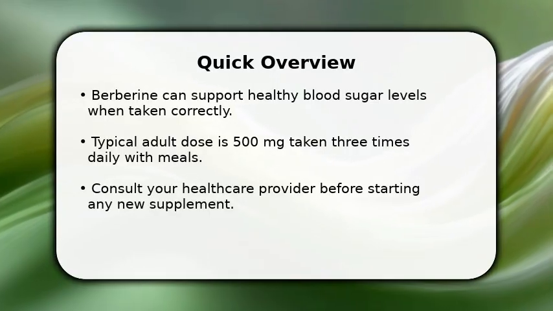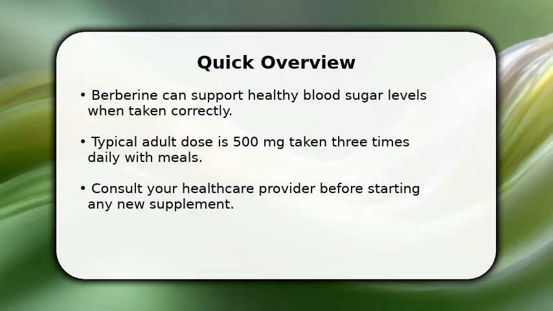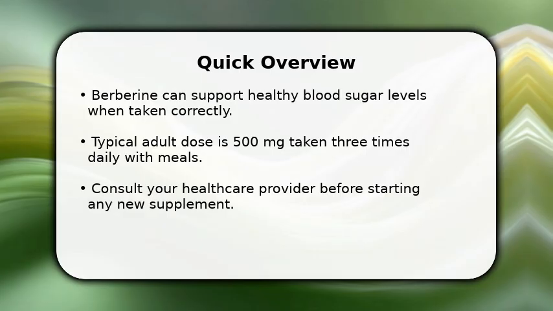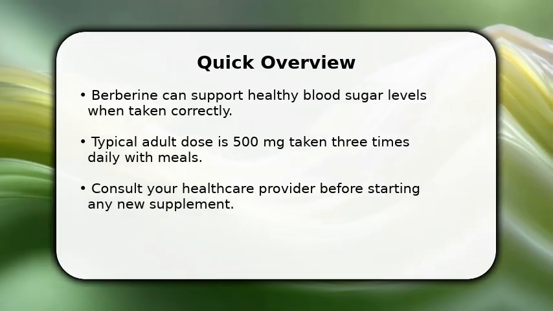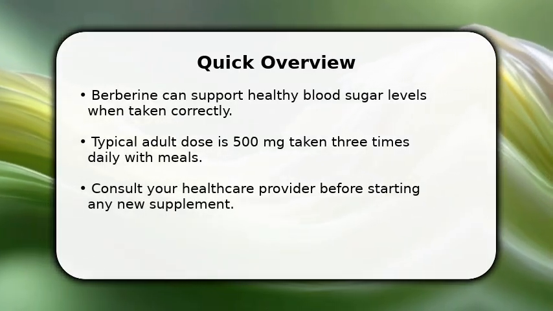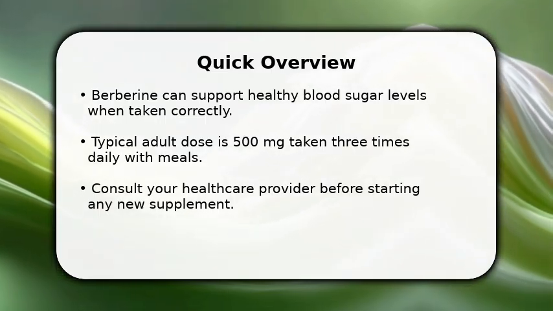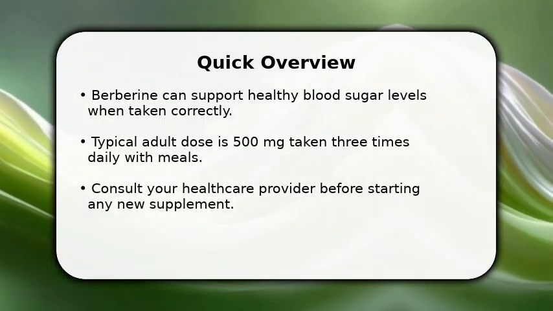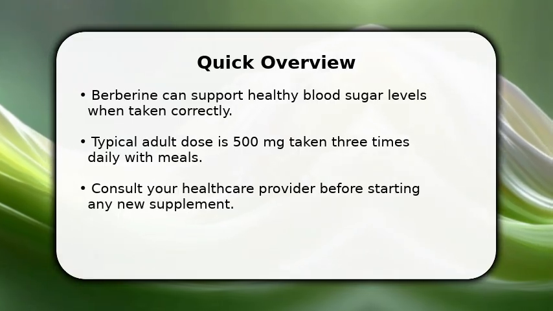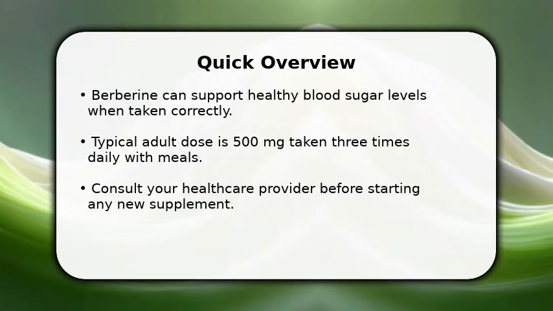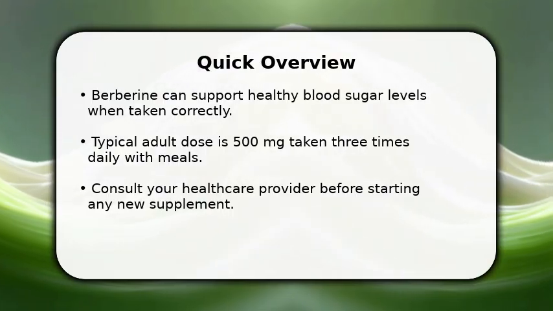In this video, I will show how to take Berberine step by step. Take 500 mg with meals, 3 times daily for optimal absorption. Start with 1 dose for tolerance, then increase to 3 doses if you feel fine. Pair Berberine with a balanced meal to reduce gastrointestinal upset and improve uptake. Track effects on fasting glucose and energy, and report any side effects to your clinician promptly for safe use.